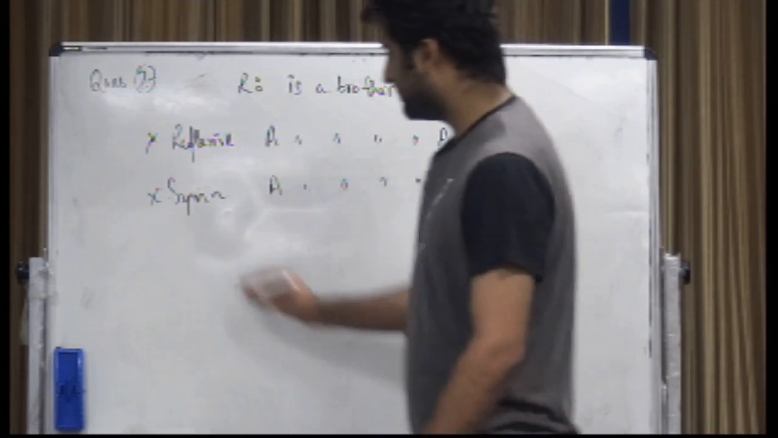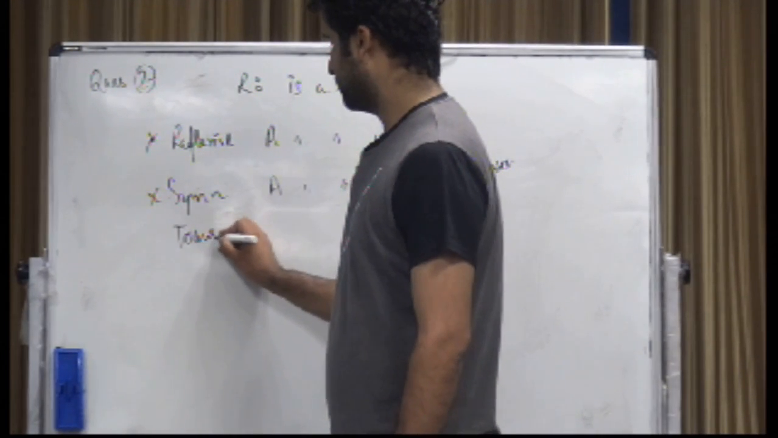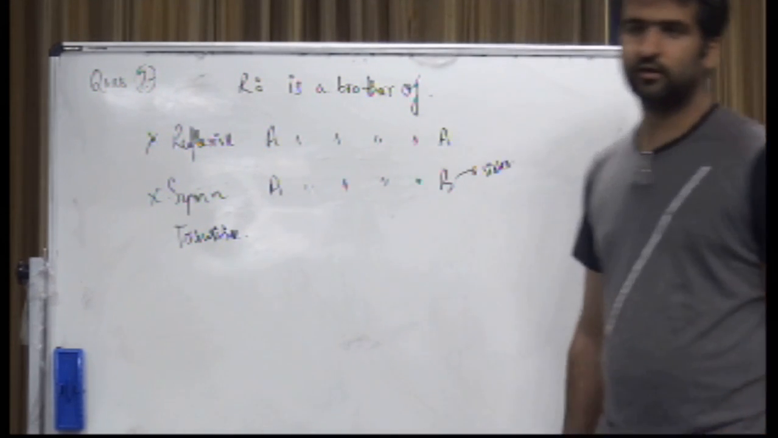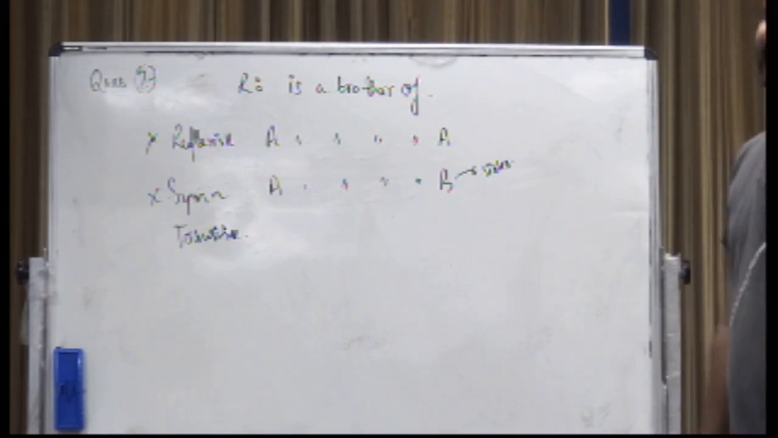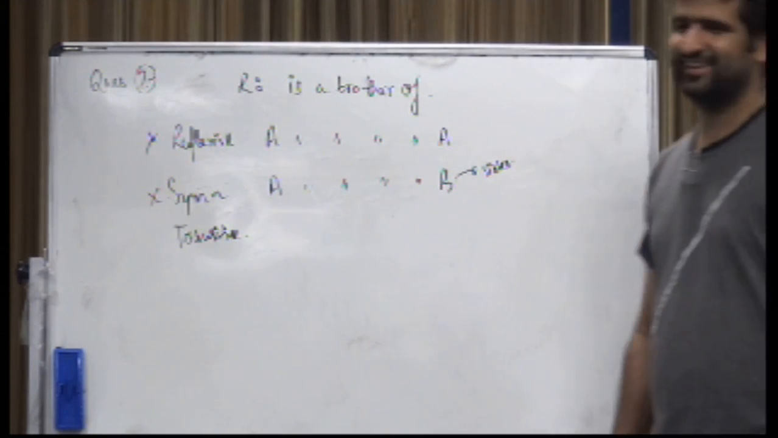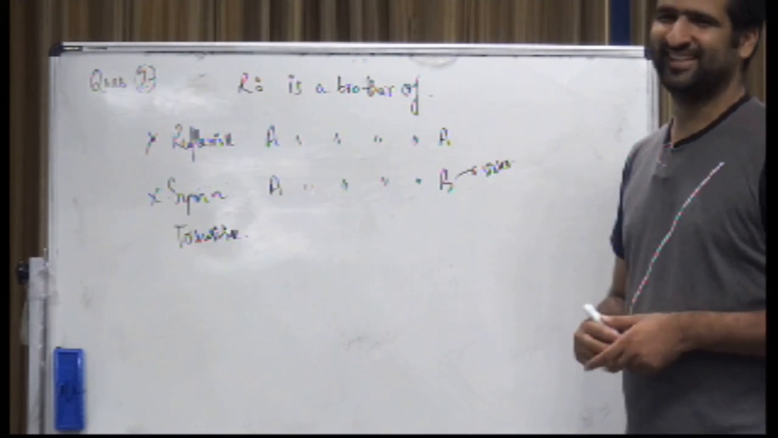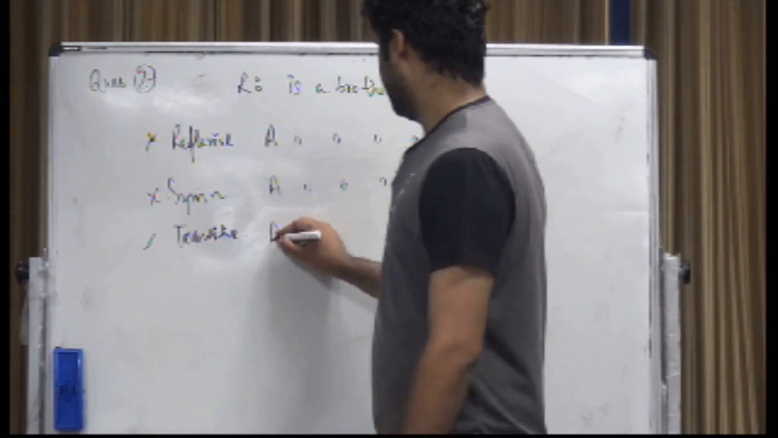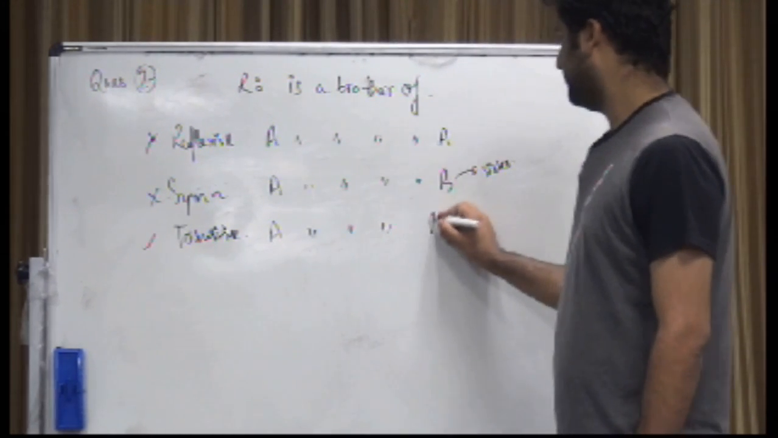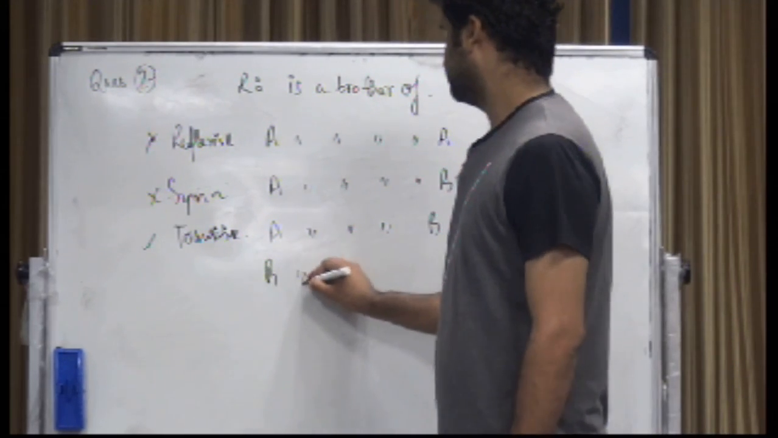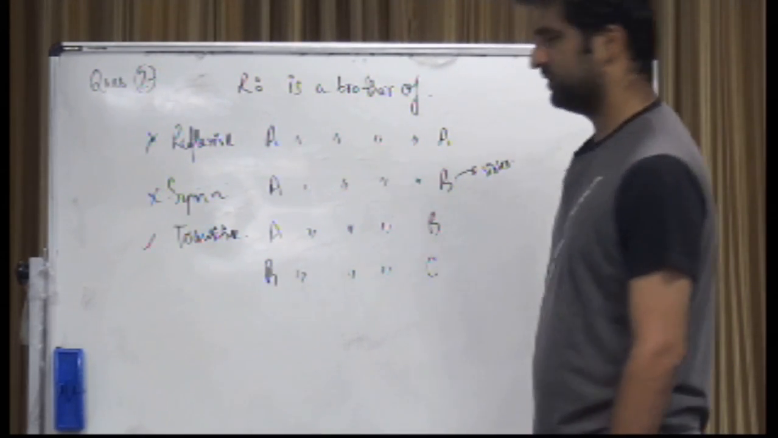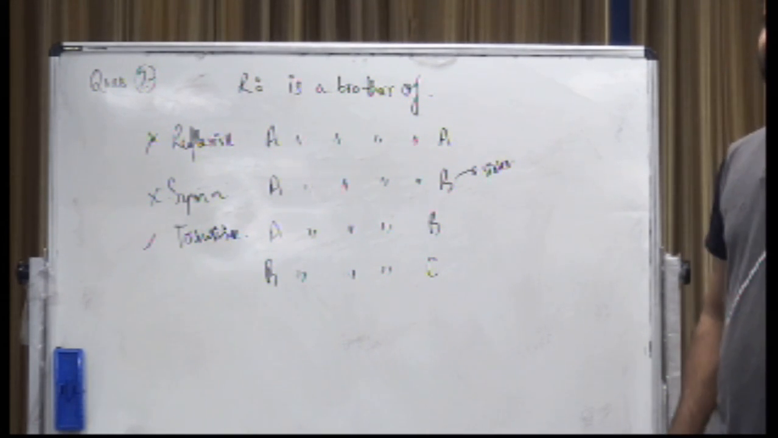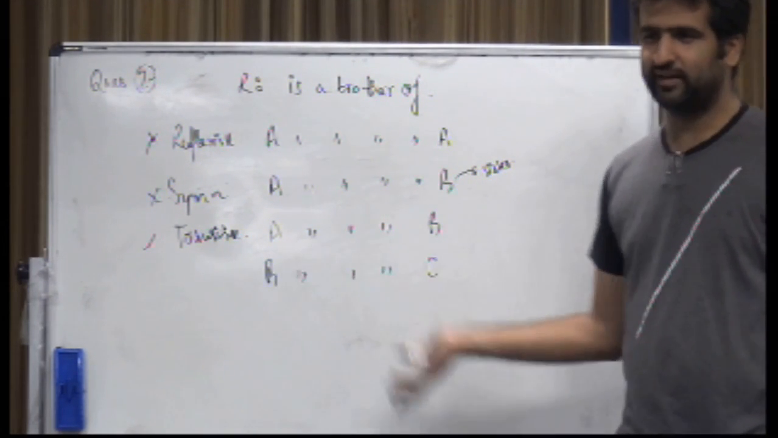And what about transitive? A is a brother of B, B is a brother of C, then will A be a brother of C? Yes, it will be transitive. So if A is a brother of B, and B is a brother of C, C can be a sister, but A is the brother. Right?